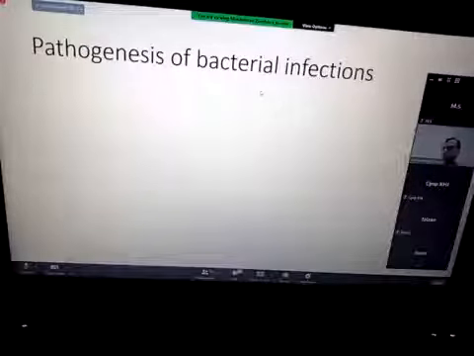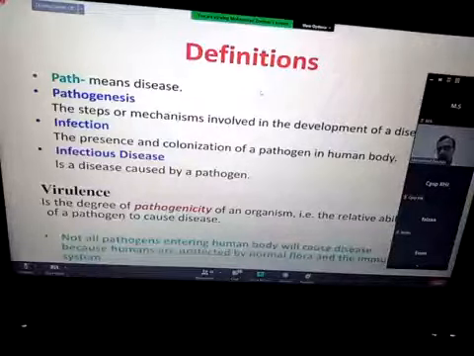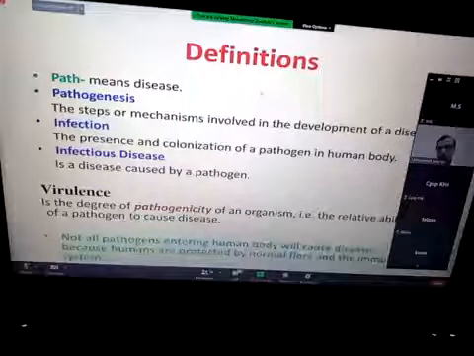So I will go to the pathogenesis. I'm running short of time, but the topic is so lengthy, so I have to cover many topics. So, pathogenesis of bacterial infection. There are certain terms which you have to remember, but the important thing is the virulence factor, virulence.